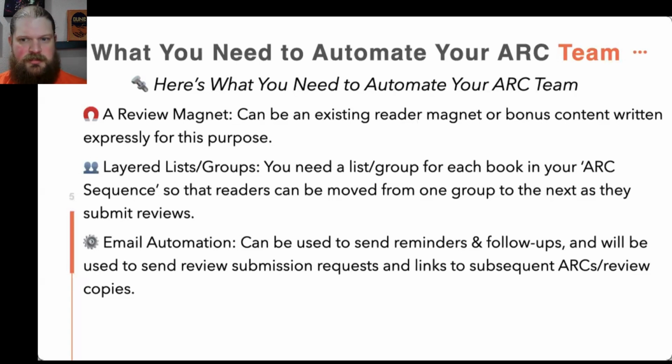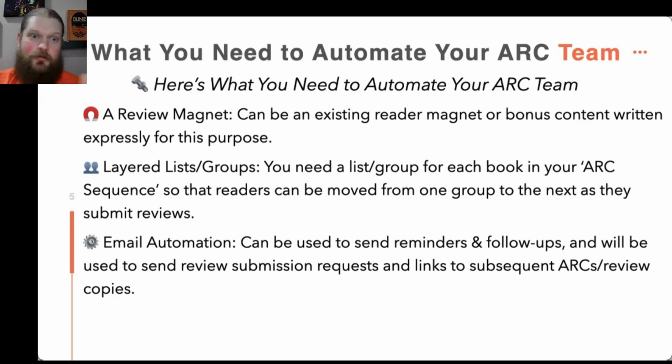Now, the good news is that once you've created one of these email automations, which is about 3 to 4, maybe 5 emails at most, you can duplicate it and then just edit the details if you want them to go through a sequence of, okay, they got the review magnet, they reviewed it, then they get book one, then they review it, then they get book two, then they review it, right?